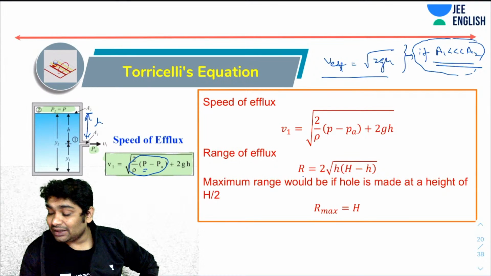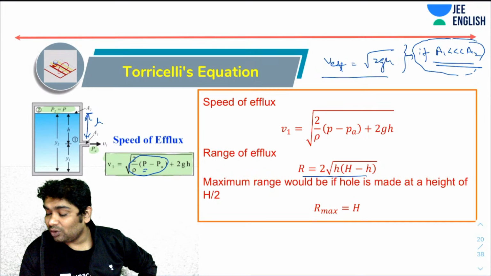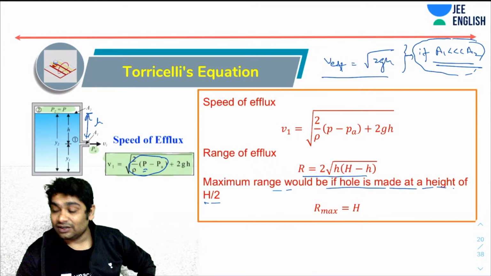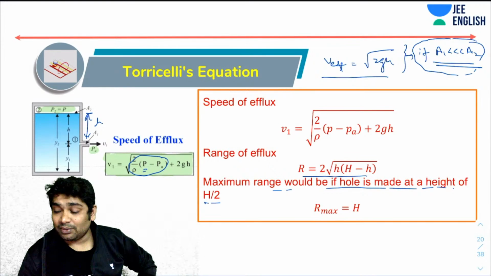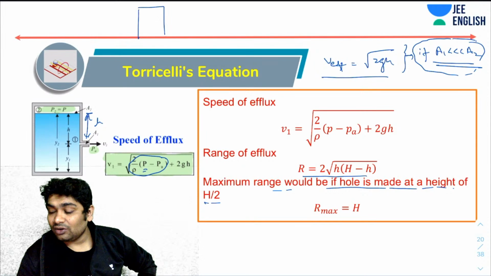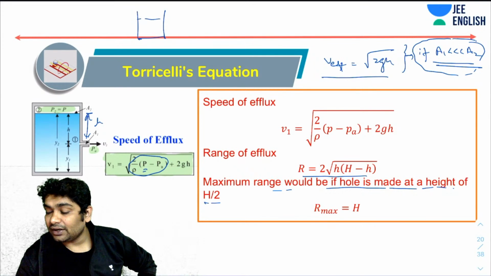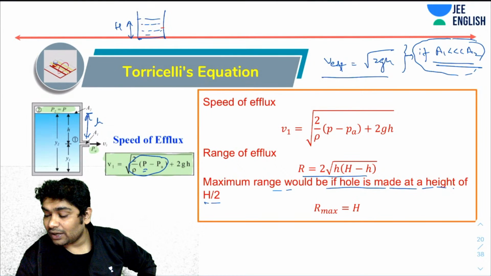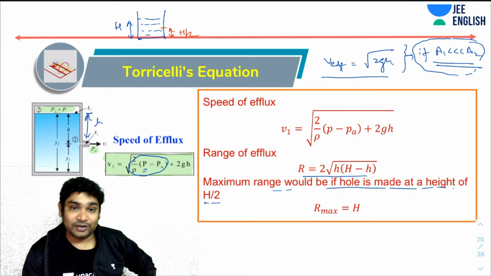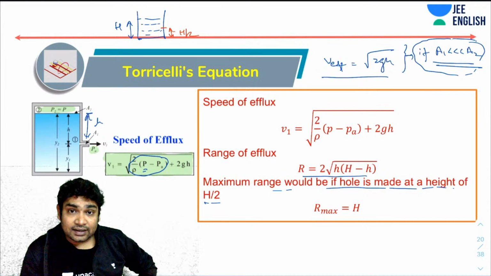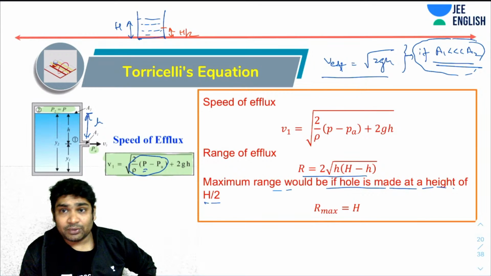And you should remember that the maximum range would happen if the hole is made exactly at the midpoint of the container. So this is another standard result that you must remember. If you have an open container, and the height of the liquid is capital H, then for maximum range, a hole should be made at the height of H by 2. You make a hole here, this will have the maximum range of the fluid. Again, a standard, commonly used result, so you must remember this.